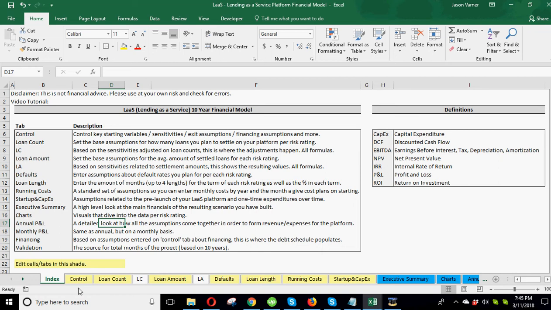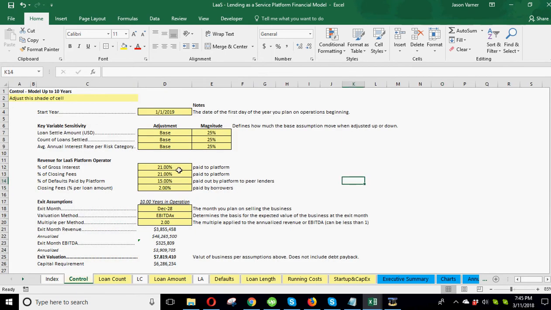It's up there with the top couple models I've done, well over 50 industry specific ones, and this is definitely at the top. It's going to be a high level model for sure. So we're going to start with the control tab.